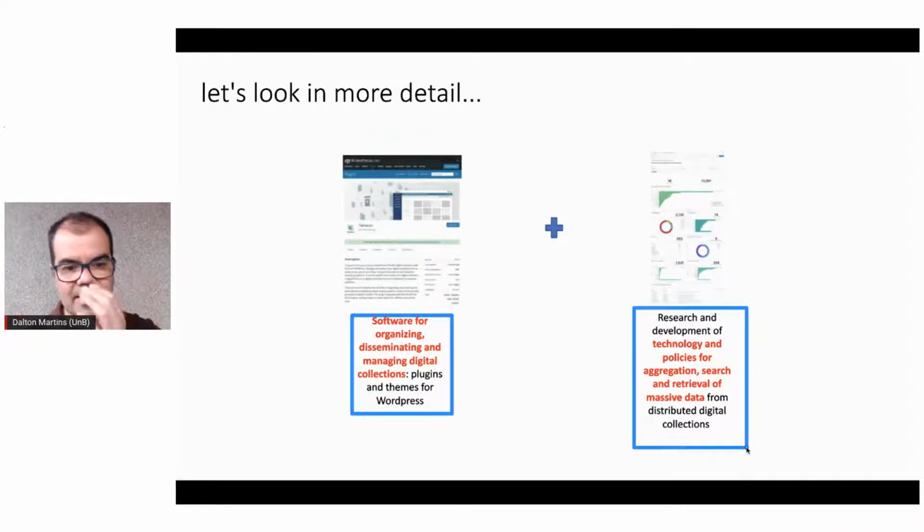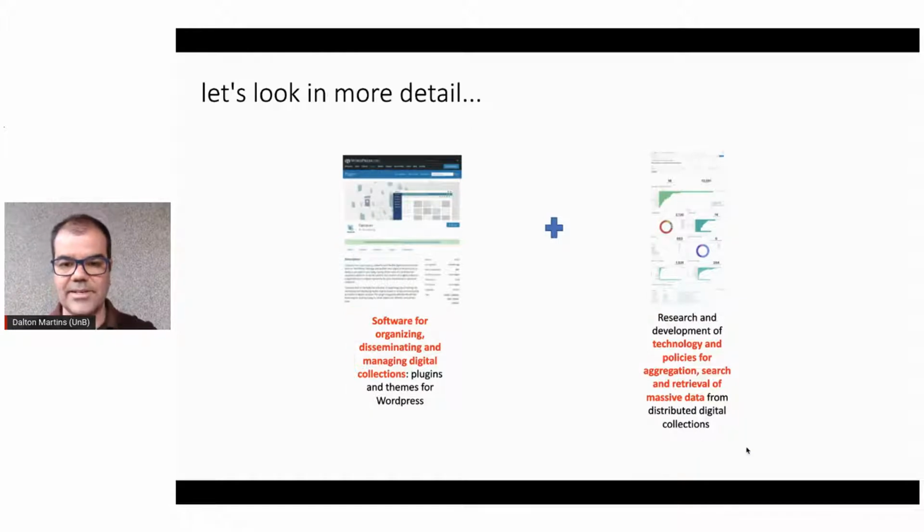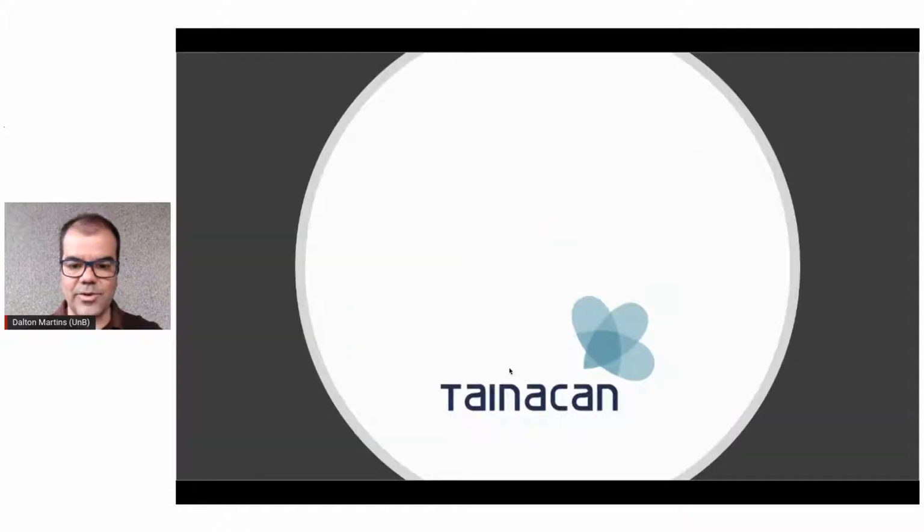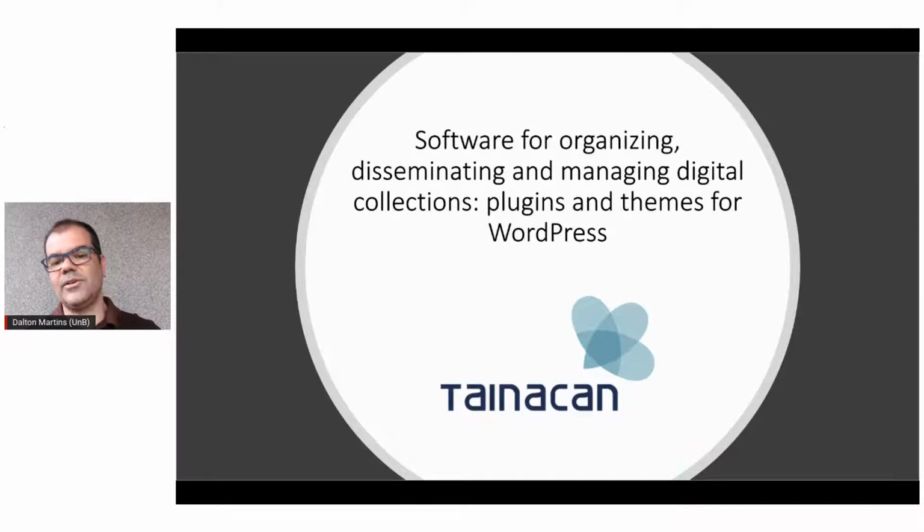But I will begin by talking about our software, then about our research, and then we will arrive at and discuss some about Roundtripping. So first of all, I will talk about Tainacan. Tainacan is our most important development in our lab. Tainacan is free software, and I will explain what it consists of. It is software to organize, disseminate, and manage digital collections.